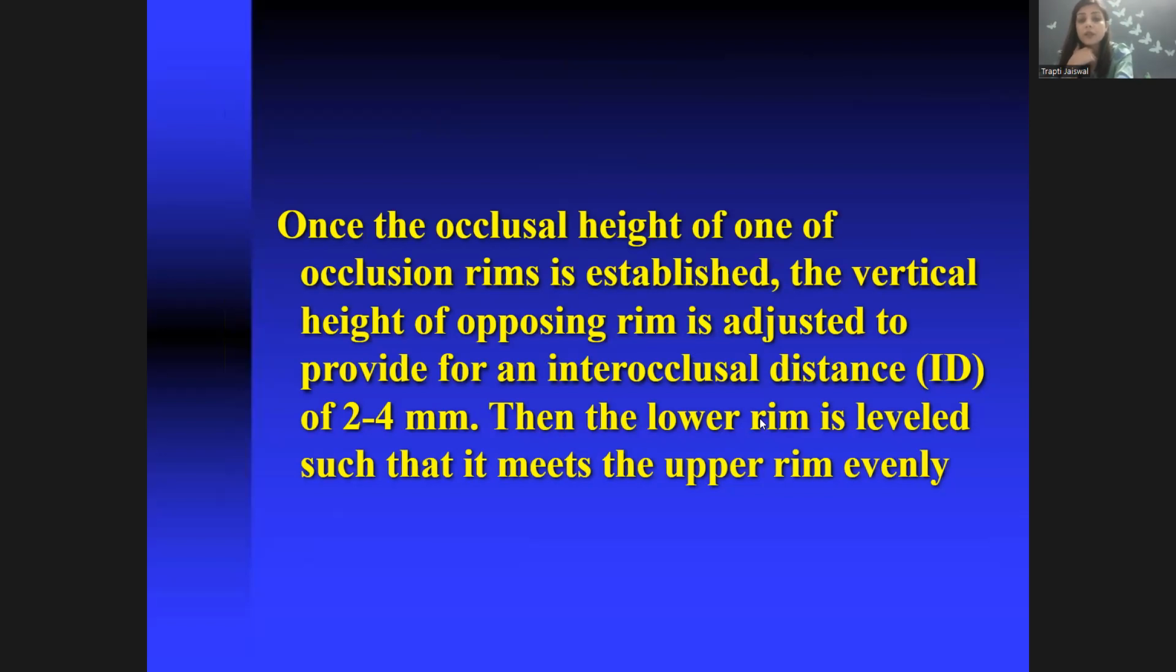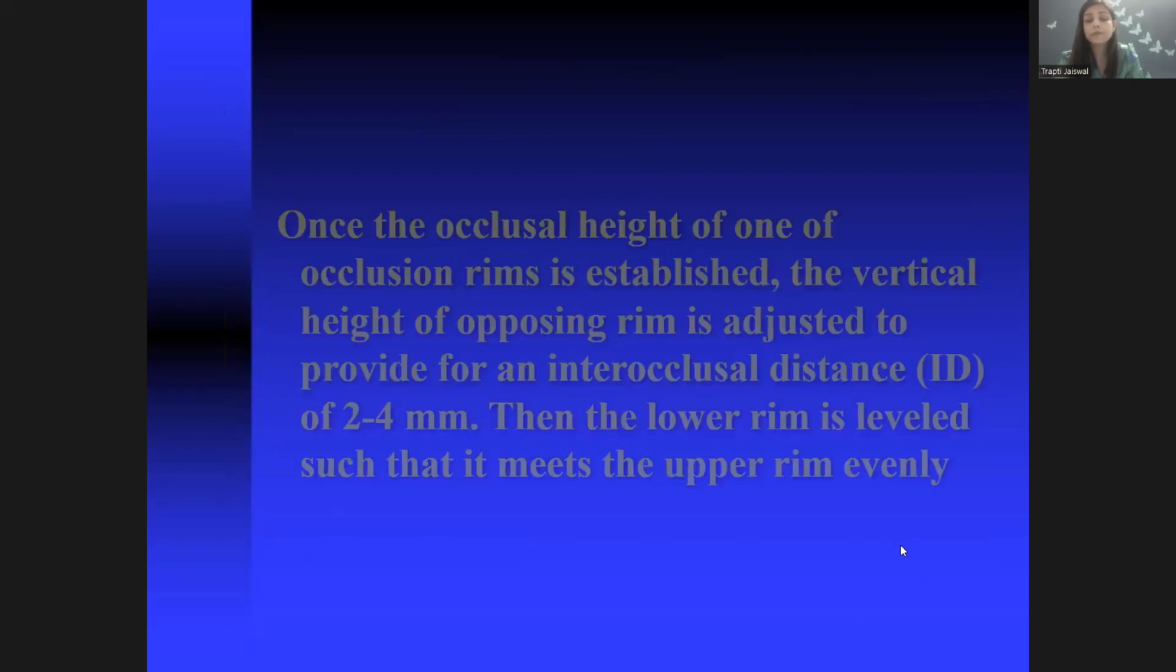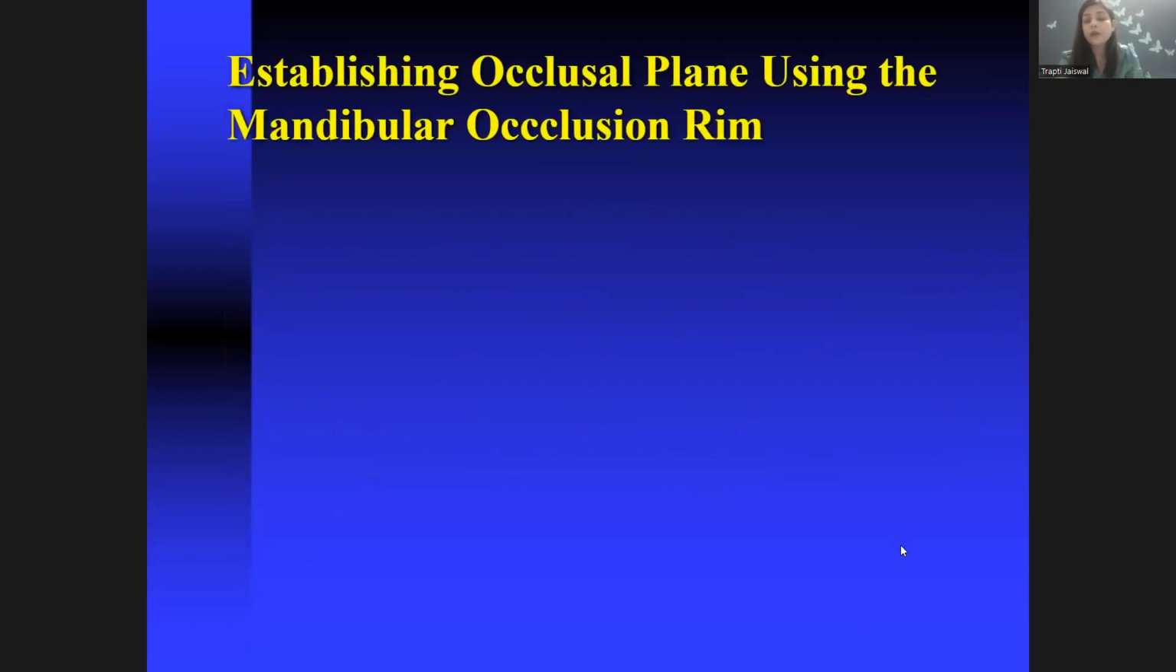After that, once the occlusal height of one of the occlusal rims is established, then the vertical height of the opposing rim is adjusted to provide an interocclusal distance. That is part of the vertical jaw relation. We'll discuss it. But first, how we will adjust the lower occlusal rim, the plane of the lower occlusal rim, also we need to adjust before recording the vertical jaw relation.